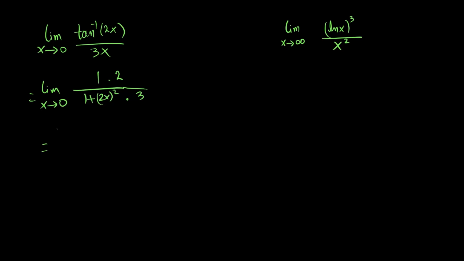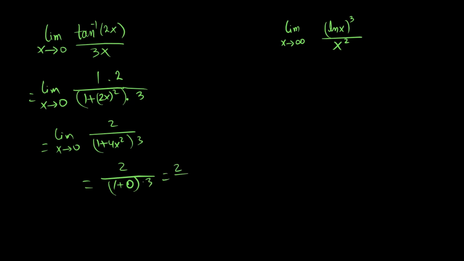Now we have limit x going to 0. 1 times 2 is 2, over 1 plus 4x square. This is together. And then times 3. Now we can plug in 0 for x. You get 1 plus 4 times 0, which is 0, times 3. Overall, it's 2 over 3.